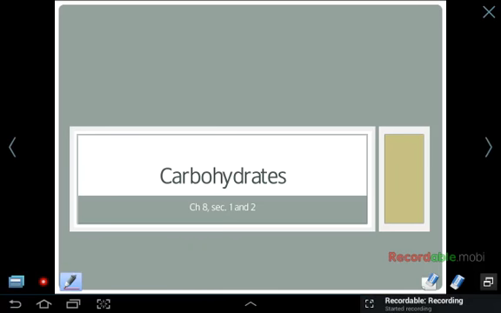Hi everybody. Today we're going to be talking about carbohydrates. This is in Chapter 8 of the Fundamentals of Biochemistry by Voet and Pratt. This chapter goes over monosaccharides, polysaccharides, as well as glycoproteins.